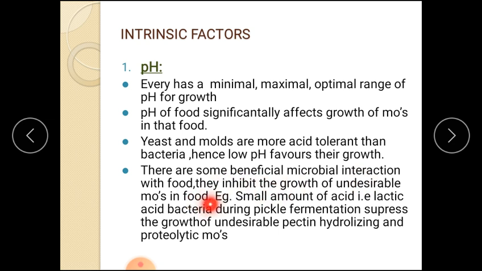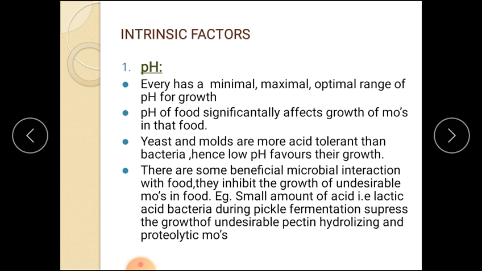In the food, microbial interaction also occurs, which may inhibit the growth of undesirable microorganisms. For example, initially the pickle has acidic pH. At this period, lactic acid bacteria grow and inhibit other bacteria such as pectin hydrolyzing and proteolytic organisms. So the acidic pH will favor lactic acid bacteria and inhibit the other alkaline growing organisms.